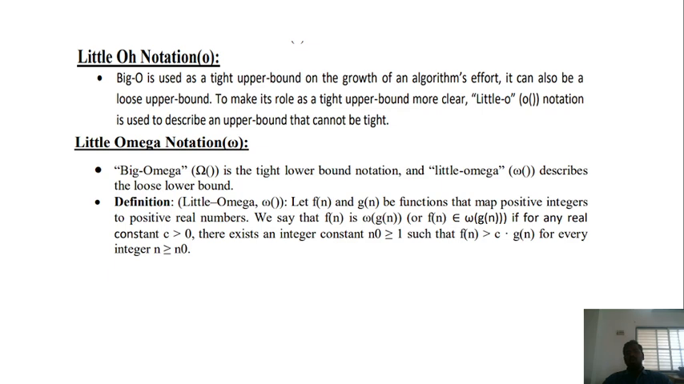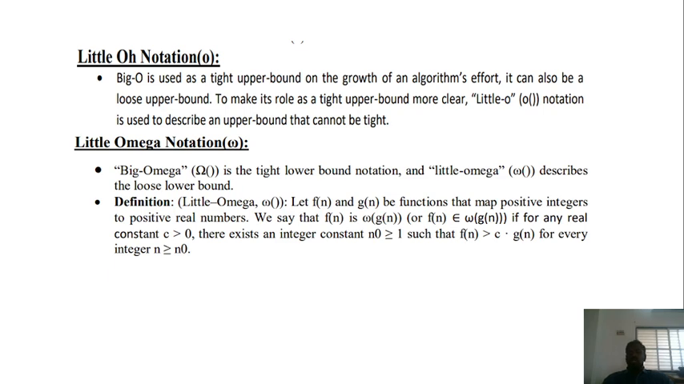The same goes for little omega. Big omega is a tight lower bound, whereas little omega is a loose lower bound. Sometimes it may be tight upper or lower, so we can't justify this one.